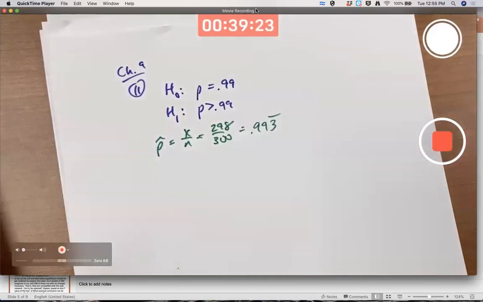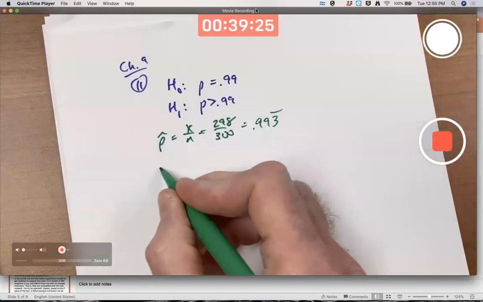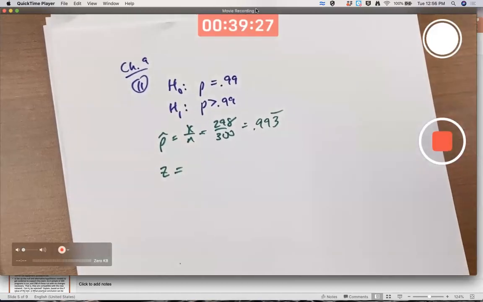Let's finish the calculation anyway. The z statistic that we compute, we do go back to z in chapter 9 with proportions instead of t. The reason we use t is really because of replacing sigma by s, population standard deviation by sample standard deviation. That's really the reason we use t in chapter 8.